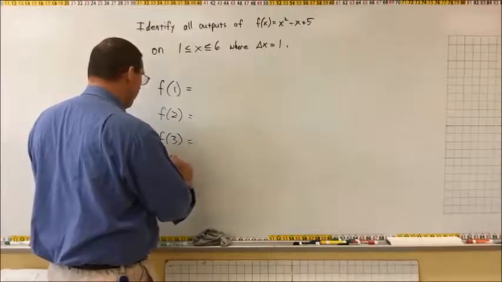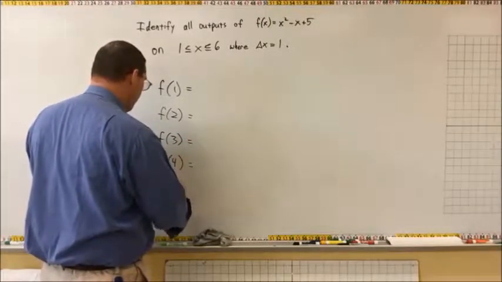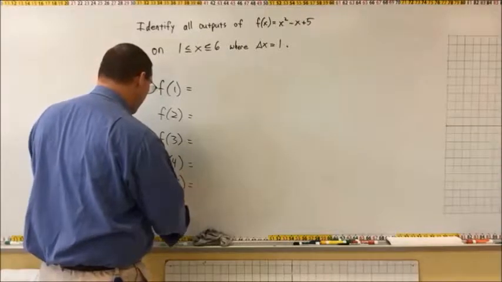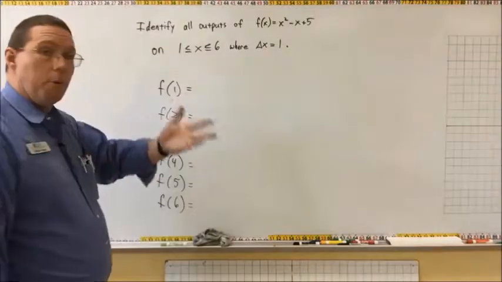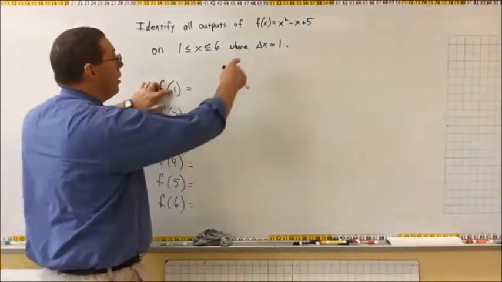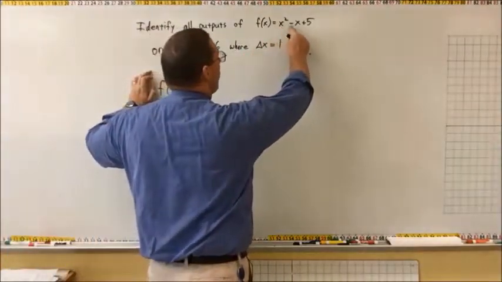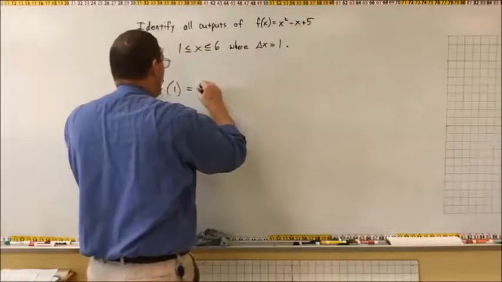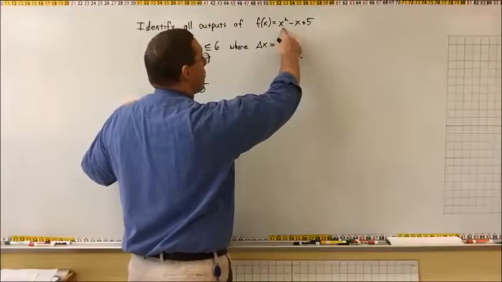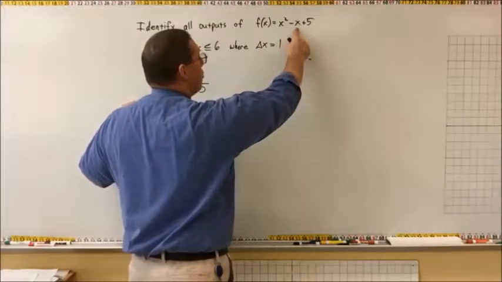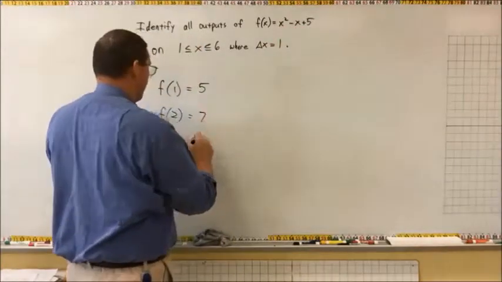Also, plug in 4. Also, plug in 5. And lastly, plug in 6. And when we plug these numbers in, if we plug a 1 in, 1 squared is 1, minus 1 is 0, plus 5 is 5. Plug in 2. 2 squared is 4, minus 2 is 2, plus 5 is 7.